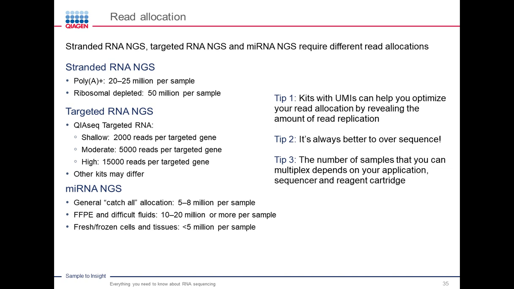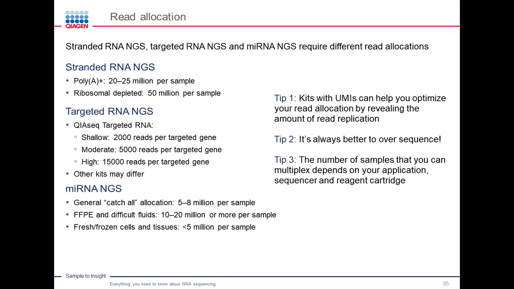So again here, if you have a small panel, you can make very efficient usage of your read budget. And for microRNA NGS, a general catch-all is about 5 to 8 million per sample. For your FFPE and difficult fluids, we recommend 10 to 20 million, and for fresh and frozen, less than 5 million. So a couple tips here.